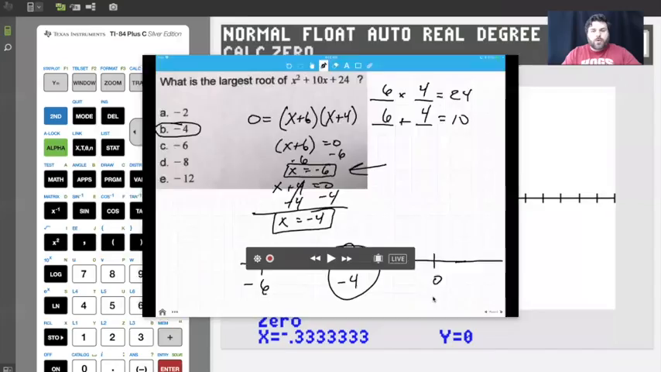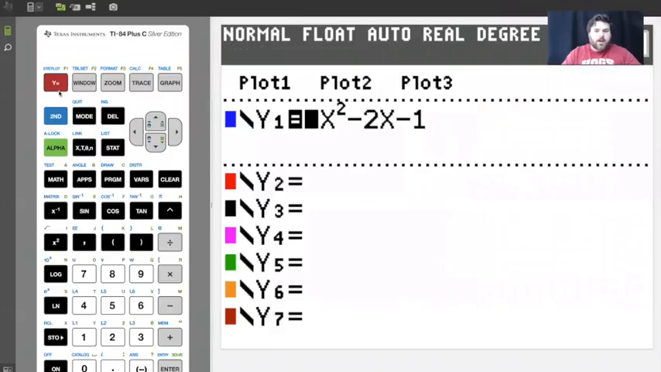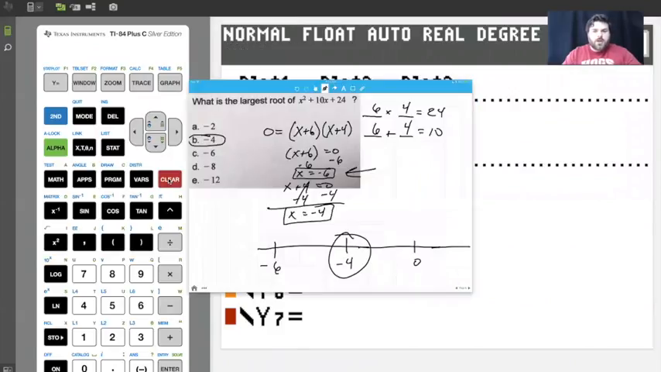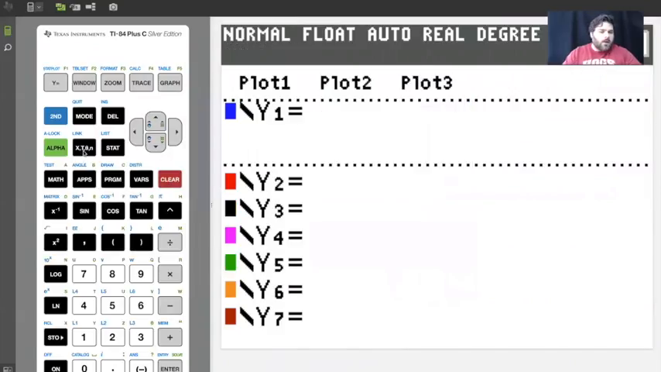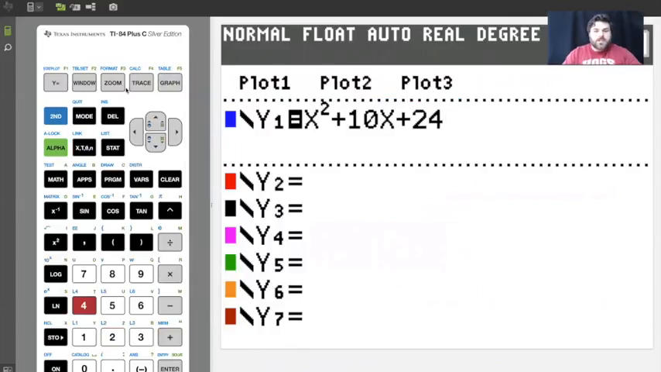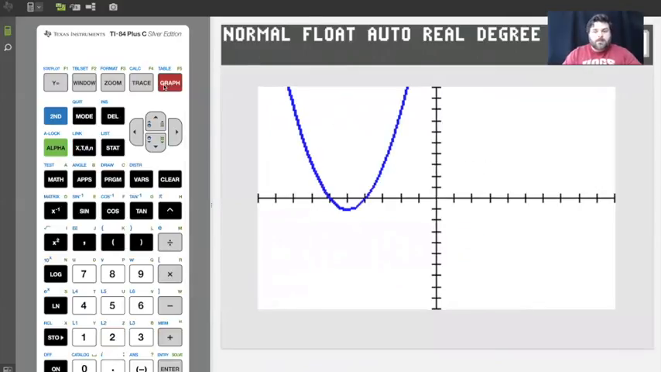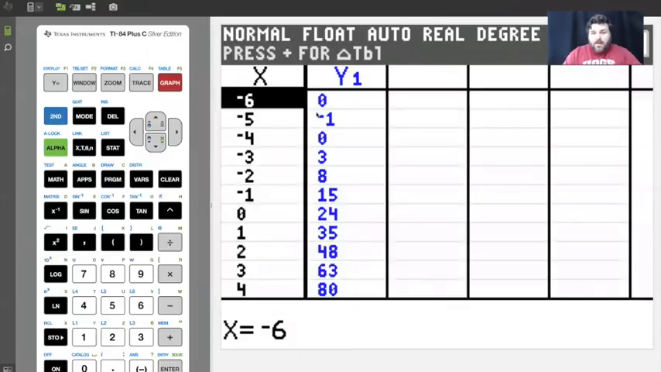Don't forget, we can do roots on our graphing calculator. We just graph the equation, x squared plus 10x plus 24. Roots are the same thing as zeros. So when I graph this thing, I'm looking for the zeros. You can tell right here, -1, -2, -3, -4, and -6. Remember, you could look at a table to verify that. At -6, it's 0, and at -4, it's 0.